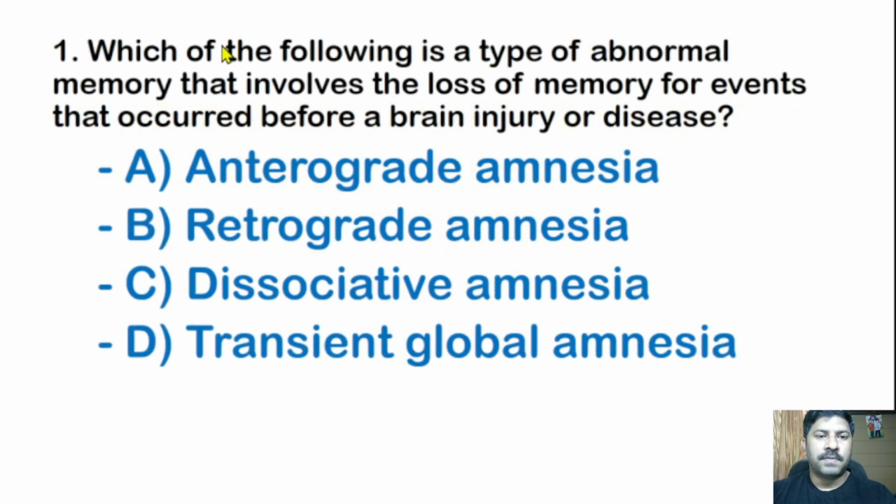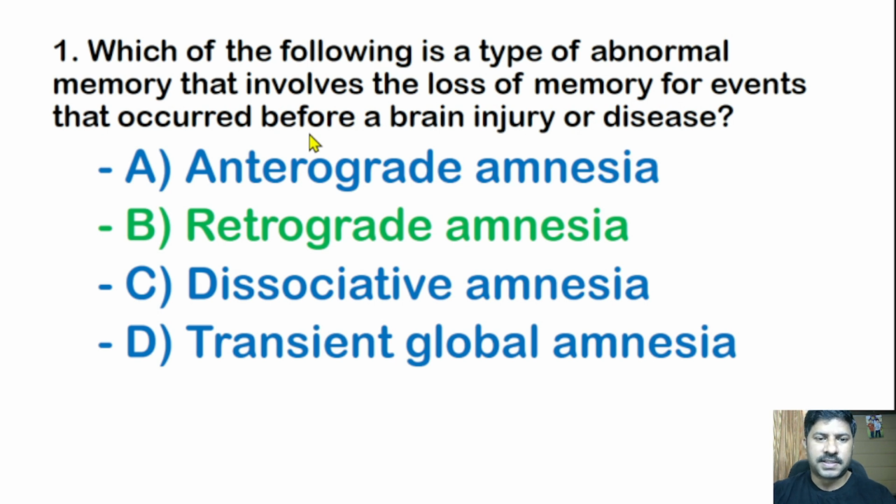First question: which of the following is a type of abnormal memory that involves the loss of memory for events that occurred before a brain injury or disease? Anterograde amnesia, retrograde amnesia, dissociative amnesia, transient global amnesia. The important phrase here is 'occurred before a brain injury', the loss of memory for events before a brain injury. So the correct answer is retrograde amnesia.